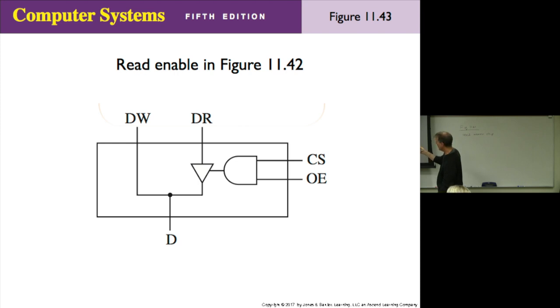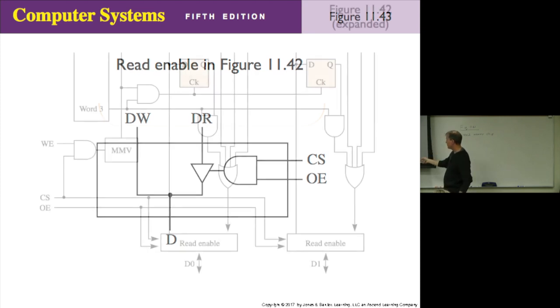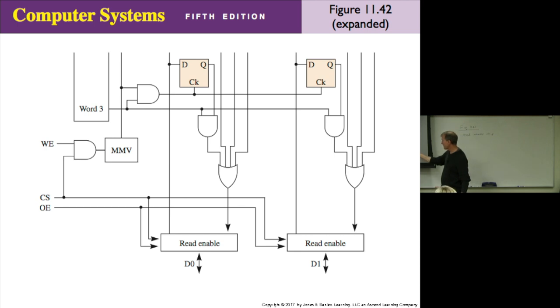Are you with me? And then DR stands for what? Data read. That's when data is coming from the memory and through the tri-state device. But now what controls the tri-state device? What has to happen in order for the data read to go onto the bus, out through the chip? Chip select and what? Output enable. Does everybody see that? So if we come back here to figure 11.41, we see that the chip select and the output enable are the two inputs that go to that AND gate that goes to the tri-state device. Does everybody see how that works?